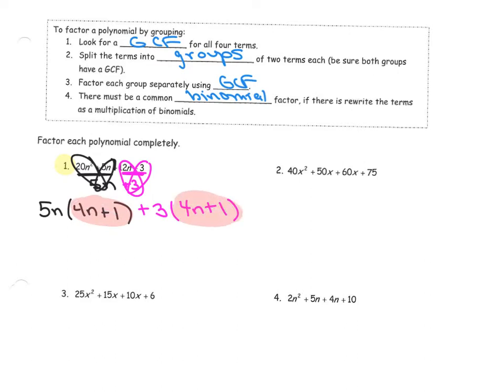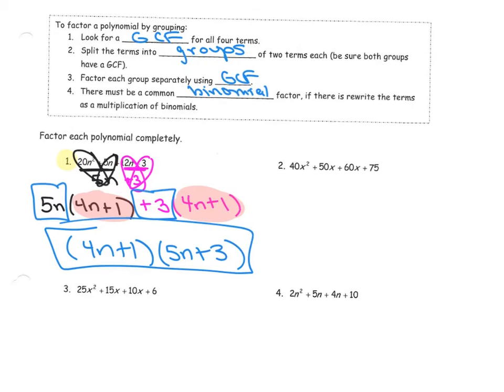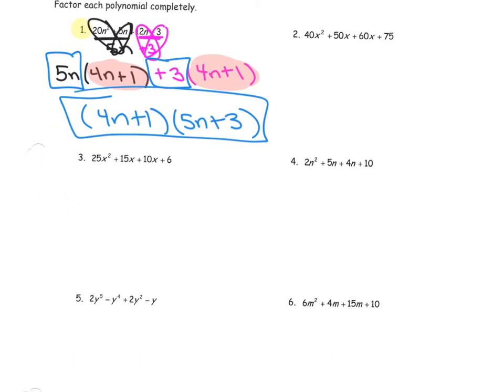And then this is what's remaining. That's my remaining binomial factor. So I have that 4n plus 1 times 5n plus 3. All right. Now, a lot of these problems on here are just practice. So let's just take a look at another example. Let's take a look at question number 4 together.